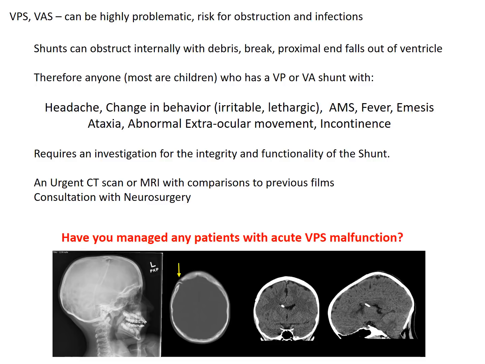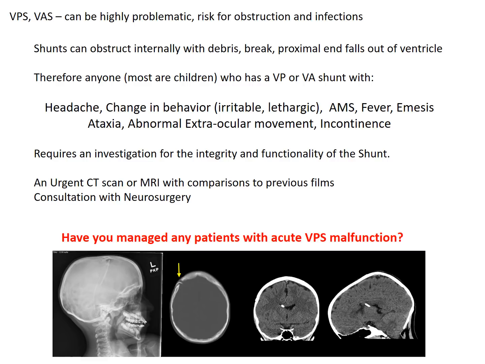So again, they can be problematic, they can obstruct, they can infect. Shunts can obstruct with debris and protein. The proximal end of the catheter can fall out of the ventricle or push up against brain parenchyma. The catheter itself can break.